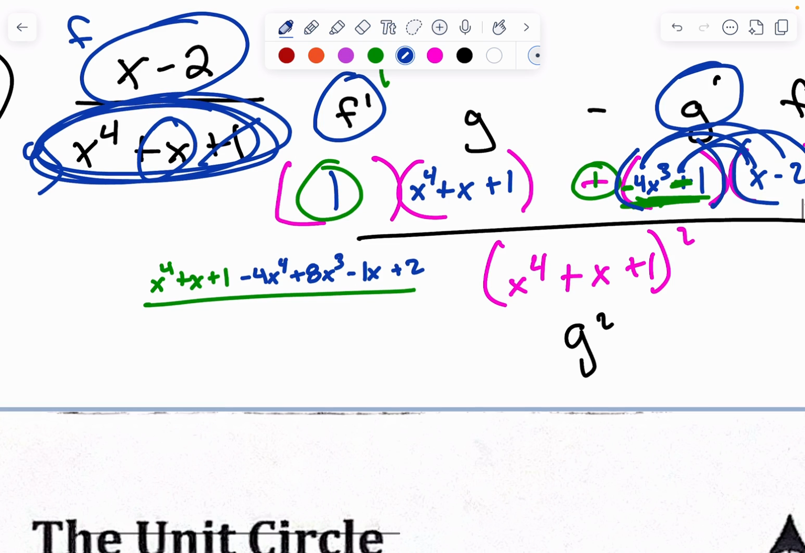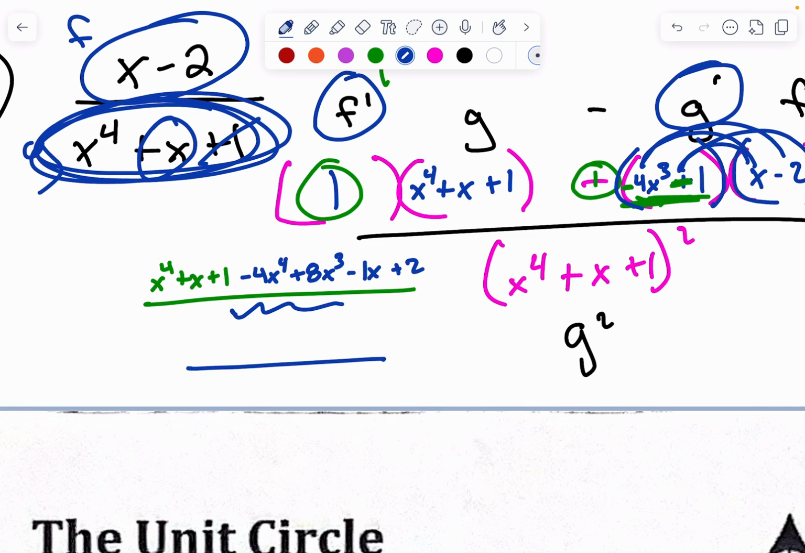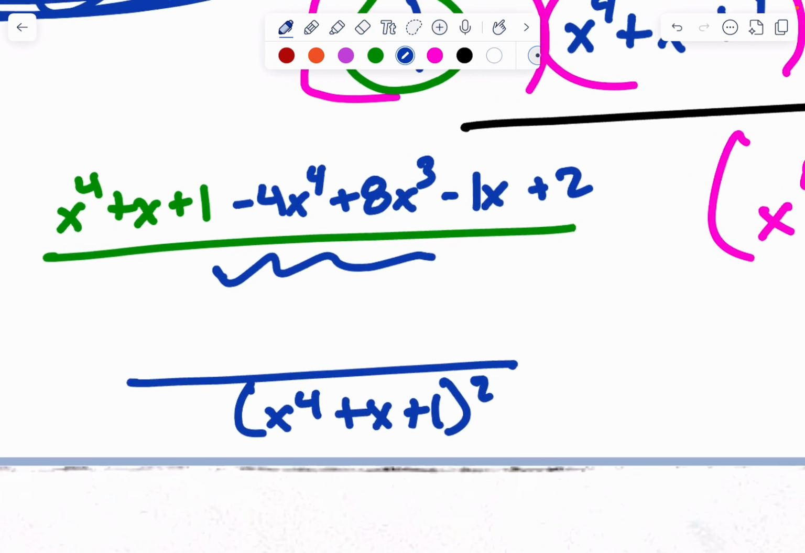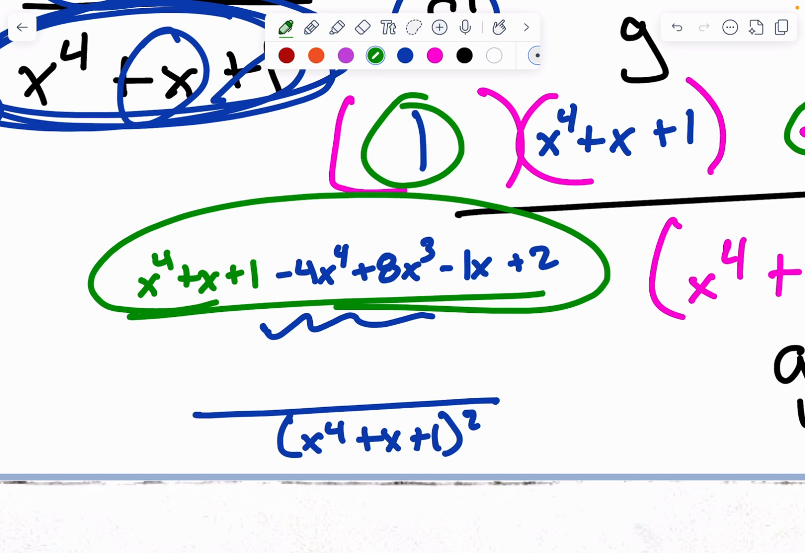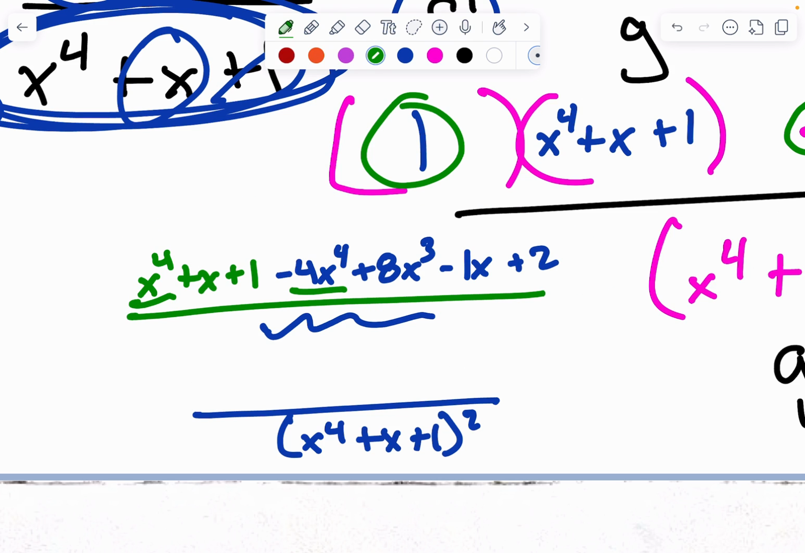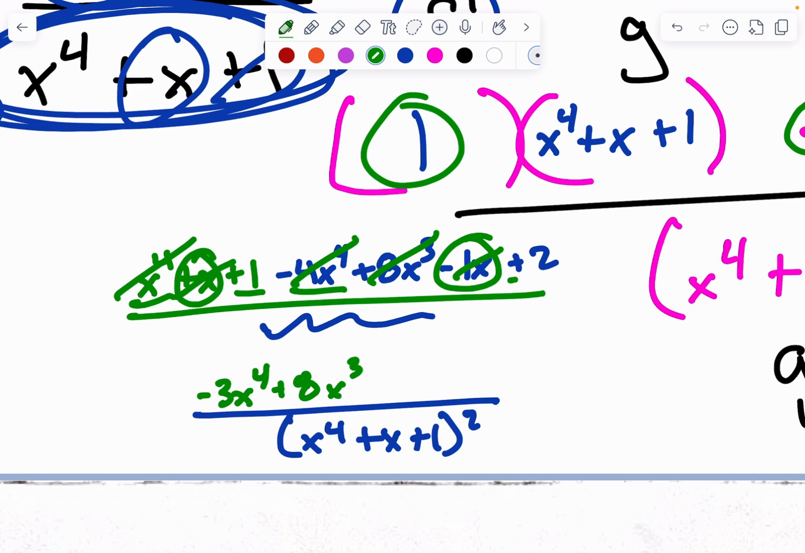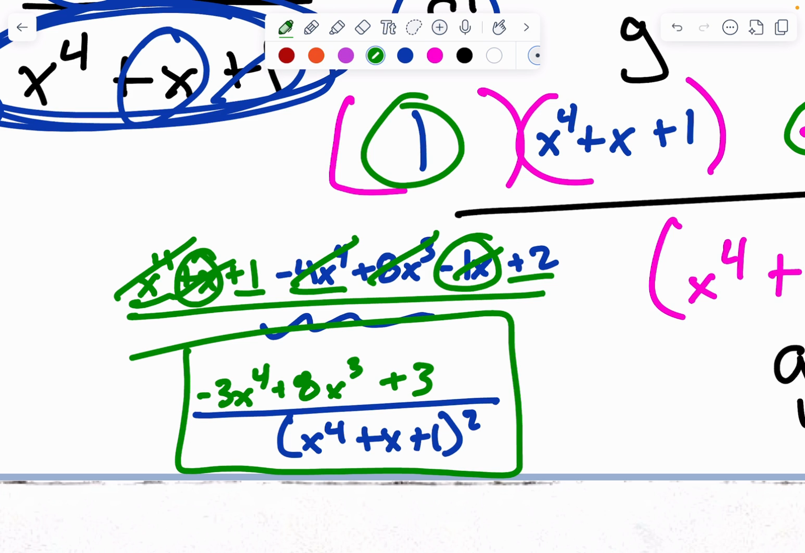Okay, so that's what I've got on my top, and that stuff on the bottom, and now I'm going to simplify, okay? So this x to the fourth plus x plus 1 is there, and then I'm going to combine any like terms that I've got for this top. So x to the fourth minus 4x to the fourth is negative 3x to the fourth. That's gone. Okay, I've got plus 8x cubed. That's that. Plus x minus x, that goes away. And then I end up with plus 1, plus 2, so plus 3. Okay. And I don't think this top part breaks down at all. There's nothing I can use to cancel down here. So that is just going to be my final answer. That's what I've got. Okay.